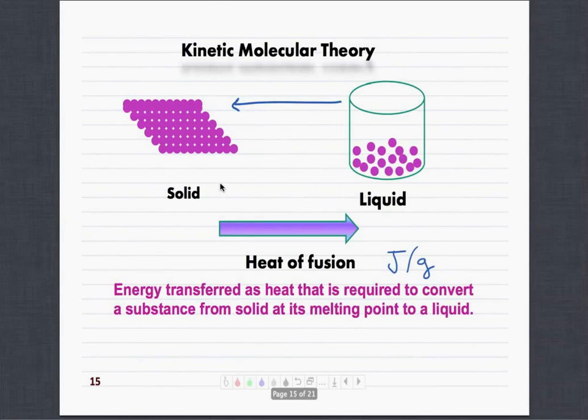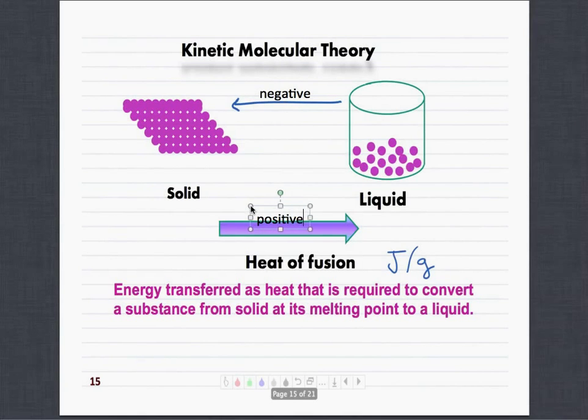Now, the energy for taking a liquid to solid, that means freezing the water, for example, is where you take energy from the system. It is minus delta H fusion. So it's going to be negative, not positive. Why? Because you take energy from the water to change it from liquid to solid.